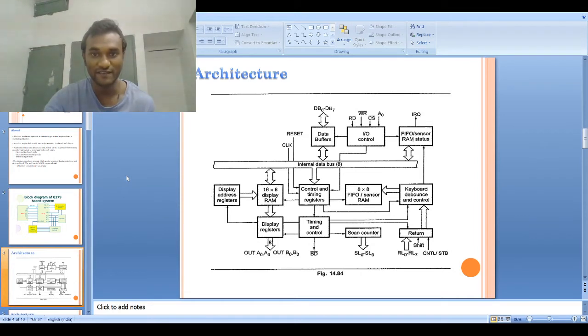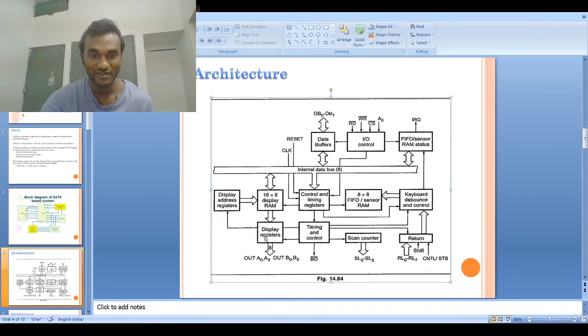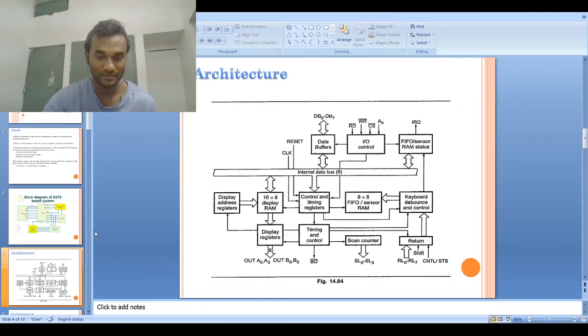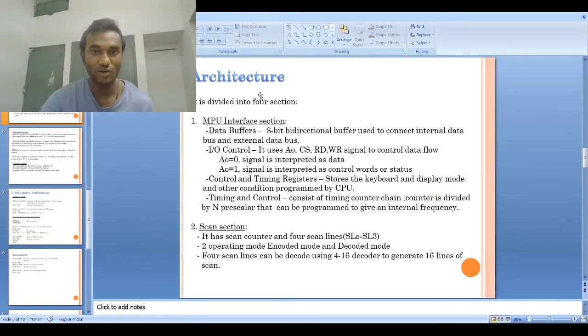This is the architecture of the 8279. It is divided into 4 parts. The first is the CPU part, which is I/O control, data buffer, control and timing register, and timing control. The second part is the keyboard scan part, which has a scan counter. The third is the keyboard part, which contains FIFO sensor RAM, FIFO RAM status, keyboard debounce and control, and return buffers. And the fourth part is display, which contains display address register, a 16x8 display RAM, and display register. The input is taken from the keyboard part, all the functions are performed through the CPU, and at last the display is given through the display register. This is the info about the architecture.